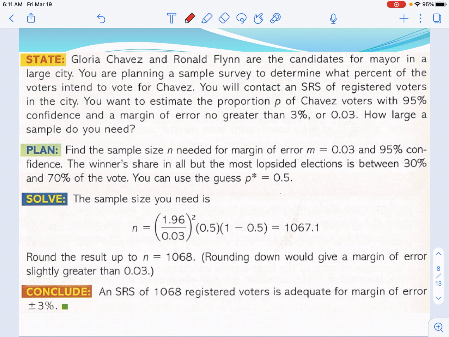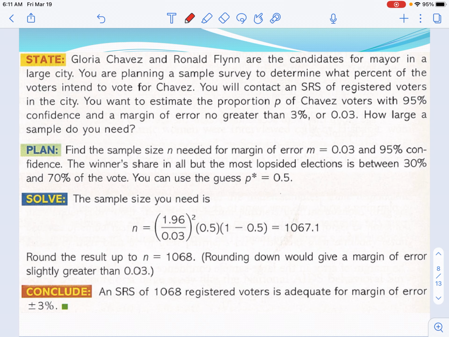We have an example problem here about a local mayoral race in a large city with Gloria Chavez and Ronald Flynn. They're the candidates, and we're planning a sample survey to determine what percentage of registered voters intend to vote for Chavez. So we're going to collect a simple random sample of registered voters in the city. We are interested in the proportion p of Chavez voters with 95% confidence, margin of error no greater than 3%. How big of a sample do we need?